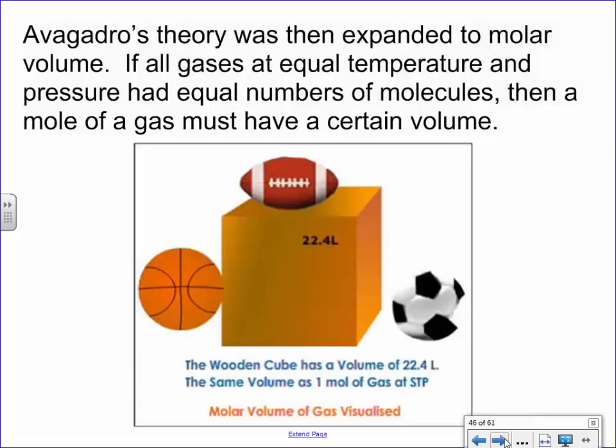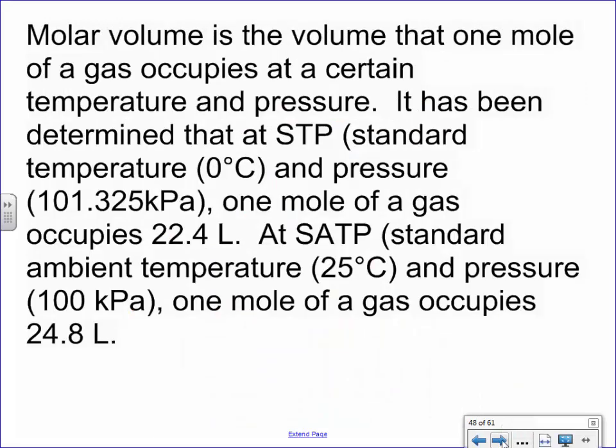Well, eventually he did some more experiments, and he discovered a couple of things here. He realized that if gases were at equal temperatures and equal pressures, equal numbers of molecules must equal certain volumes. Long story short, if you know how many molecules you have, I can tell you the volume. Or if I know the volume, I can tell you the number of molecules. And there's 2 numbers I need you guys to write down. It's on this slide here. I would write these down in your data books, actually.